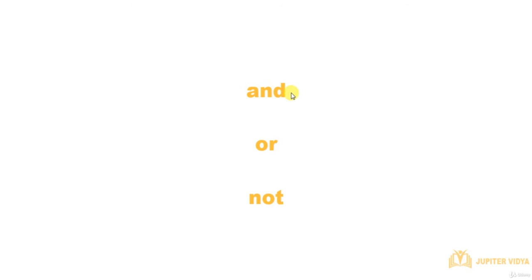If you use AND, all the conditions must be true, then only it will return true. If any condition is false, it will return false. And if we use OR, when all the conditions are false, then only it will return false. If any one condition or more than one condition is true, it will return true.